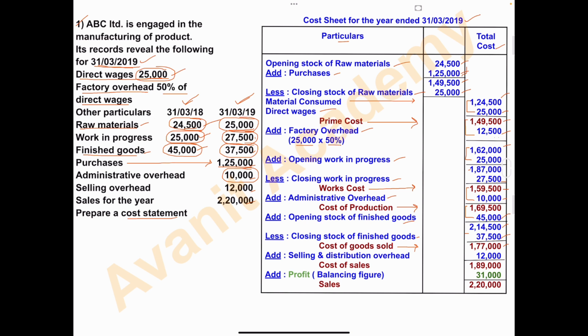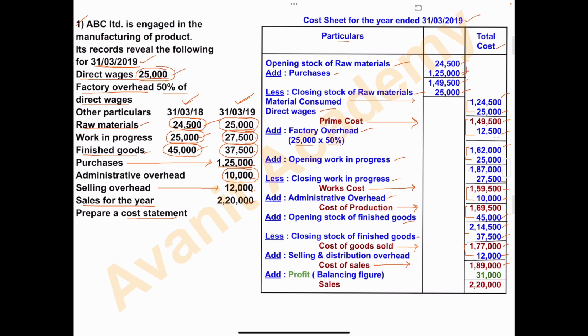Next, we have to add selling and distribution overhead. The next head is selling and distribution overhead. Selling and distribution overhead is 12,000. Right here, 12,000. Add these two amounts. Cost of goods sold plus selling and distribution overhead amount, that is 12,000. 1,77,000 plus 12,000, and the total is 1,89,000. This is called cost of sales.